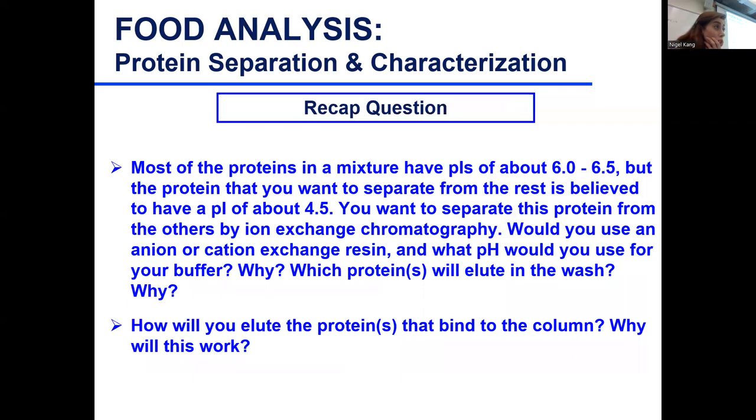A question for you. Have a piece of paper and think about it. Most of the proteins in a mixture have pIs of about 6 to 6.5. But the protein that you want to separate from the rest is believed to have a pI of about 4.5. You want to separate this protein from the others by ion exchange chromatography. Would you use an anion exchange or cation exchange resin? And what pH would you use for your buffer? Which proteins will elute in the wash and why?